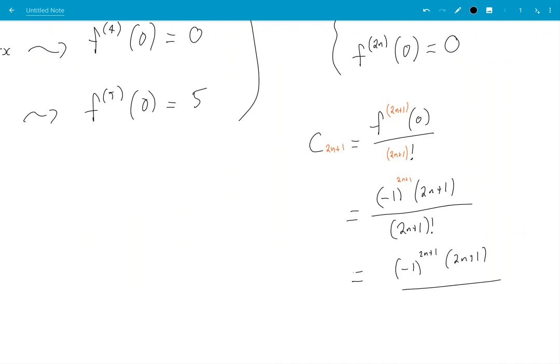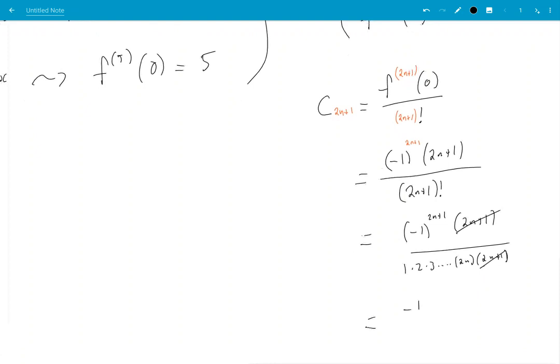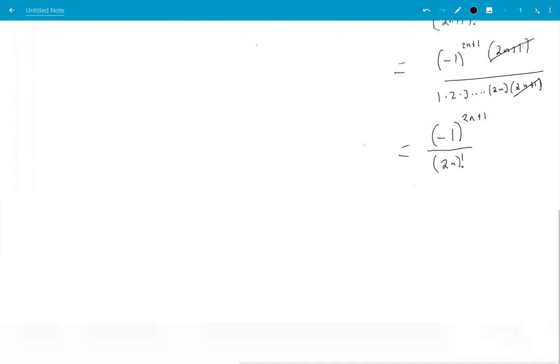Okay, because on the bottom you have 1 times 2 times 3 all the way up to 2n plus 1. So that cancels with that. Then I got -1 to the 2n plus 1 all over 2n factorial. Okay, this is c 2n plus 1. And then also, of course, c 2n, the even number terms are 0.